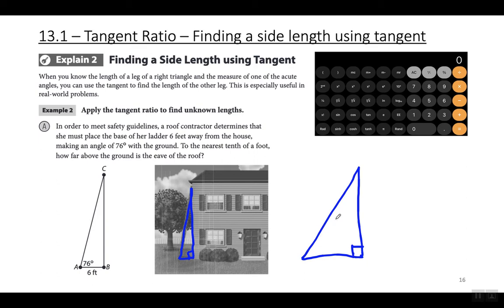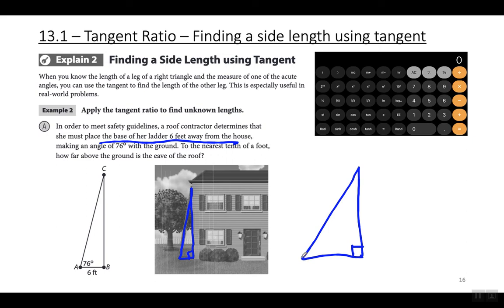All right, so you're going to see this type of example a lot. And they're not always going to give you a picture, so you got to realize that it creates a right triangle. Now it says that the base of her ladder is 6 feet away from the house. Here's the ladder. The ladder is a slanted line. I know there's a picture right there, but I'm just drawing my own version so you could see how to think about it. All right, so the ladder is the slanted line.